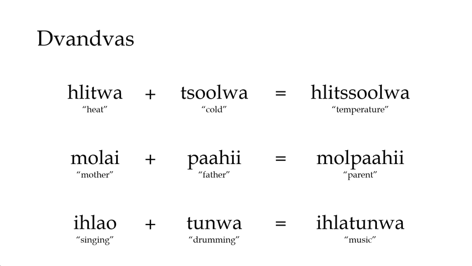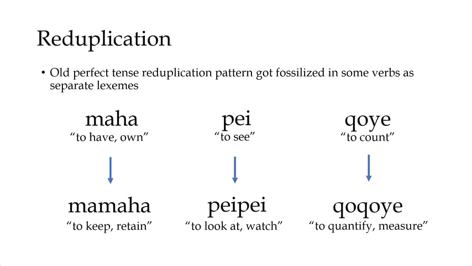On the subject of derivation, although Oqolaawak doesn't compound too often, it is very fond of dvandvas, creating compounds by combining two nouns with opposite meanings. And while it's not as productive these days as it was in Proto-Oqolaawak, reduplication is used for a variety of purposes, particularly for intensives and eventatives.